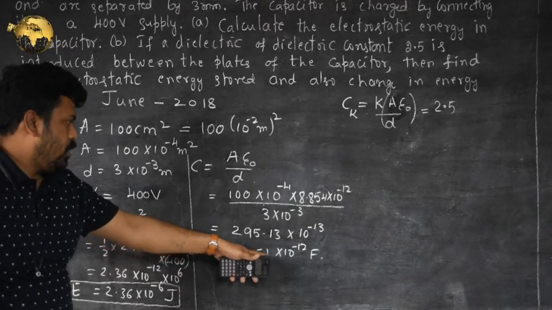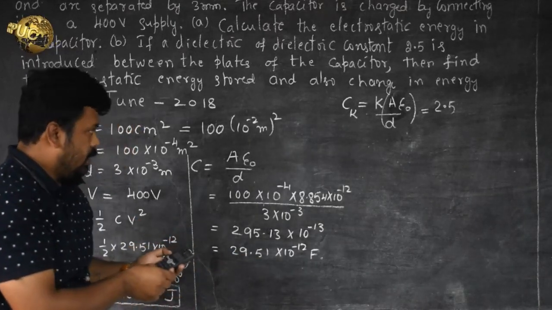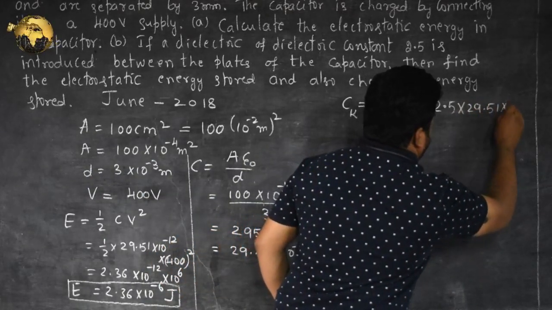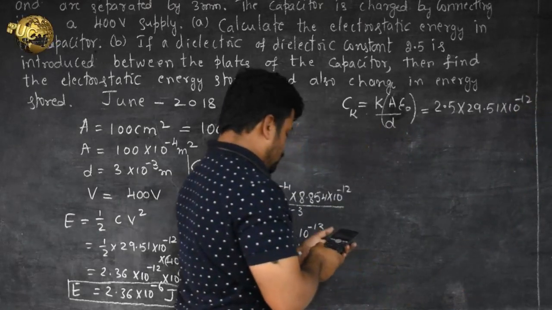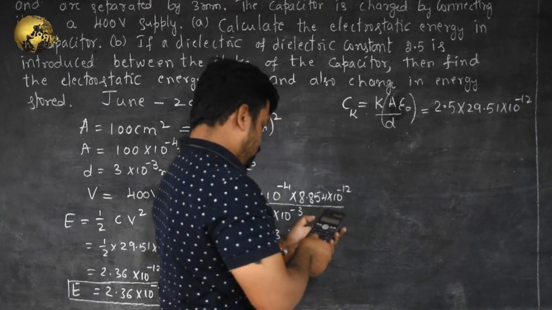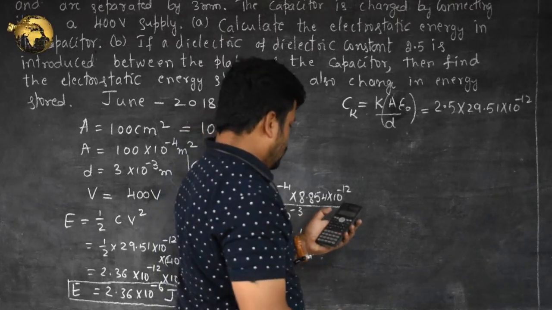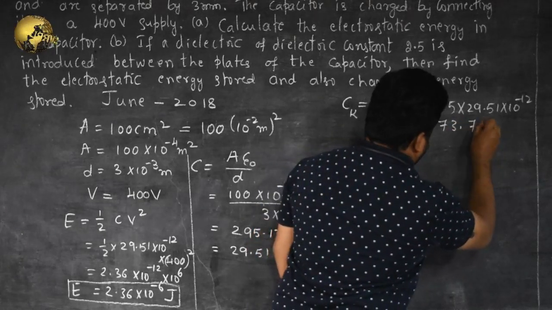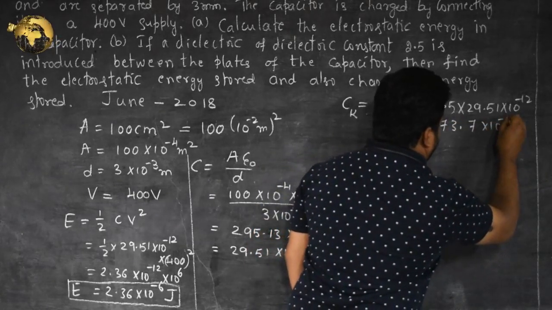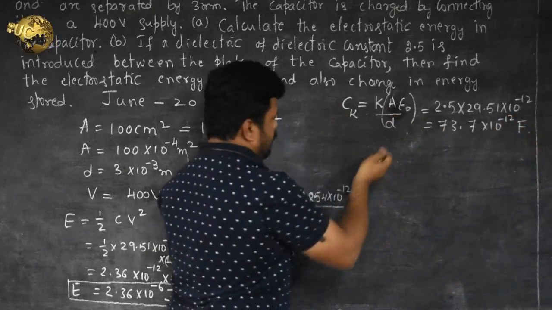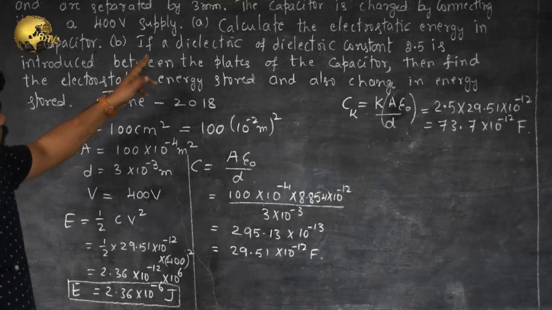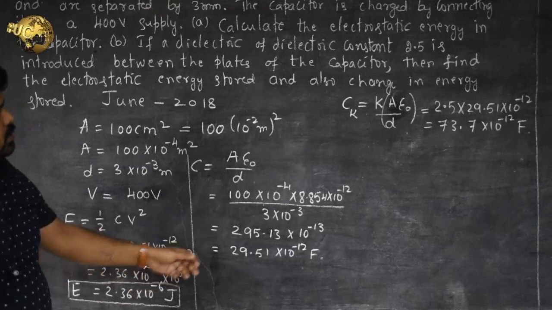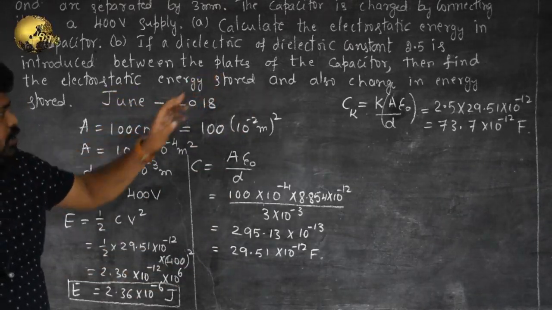So that is 2.5 into 29.51 into 10 to the power minus 12. So we get 73.7 into 10 to the power minus 12 farad. So the capacitance has changed. If a dielectric of dielectric constant 2.5 is introduced between the plates, the capacitance increases. Then find the electrostatic energy stored.